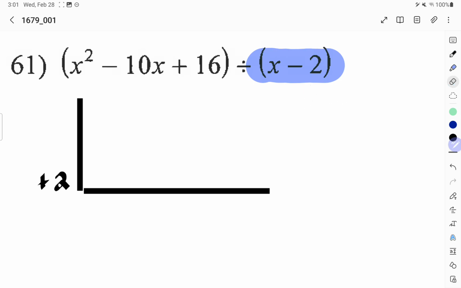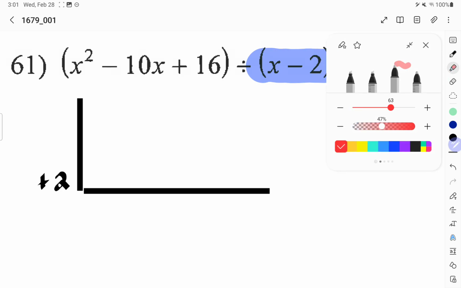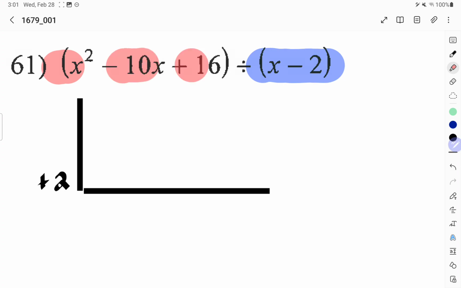Now, the second thing that we do whenever we do synthetic division is write every single one of my coefficients. So that one, and that one. Now, you might be telling yourself, well, there's nothing in front of x. Well, technically, there's a 1 in front of x. There's an invisible 1. So I'm going to put 1 inside of my L. And you always go in descending order, from highest degree to lowest degree. Then we go negative 10 and then 16. Just like that, we have finally set up the entire synthetic division. All we have to do is solve it.